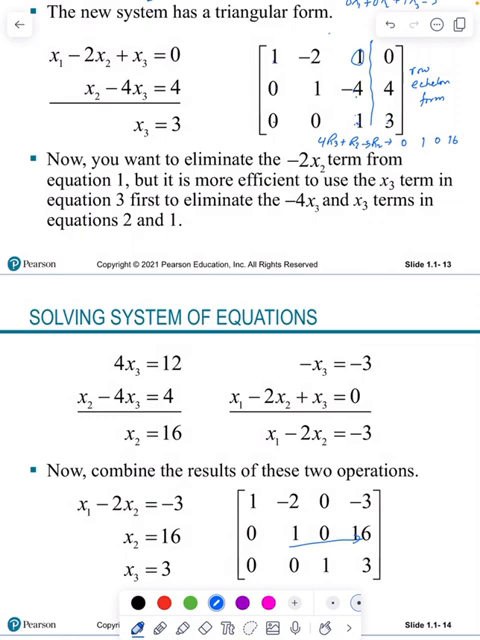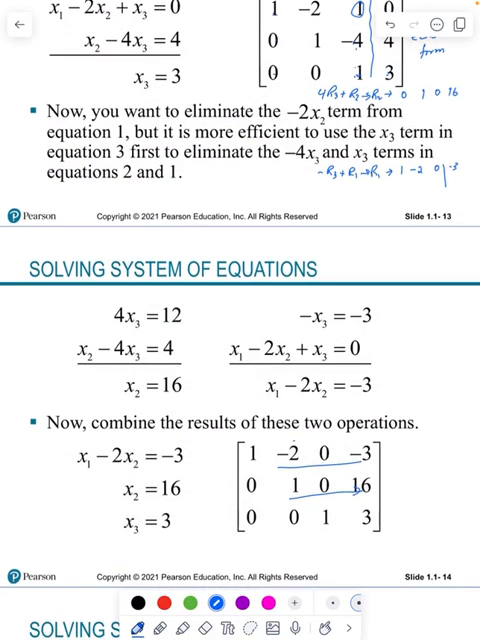Now to make this one 0, I just simply multiply the third row by -1. So I say -R3 plus R1, which is giving me new R1, which is going to look like 1, -2, 0, minus 3. So I put it here.